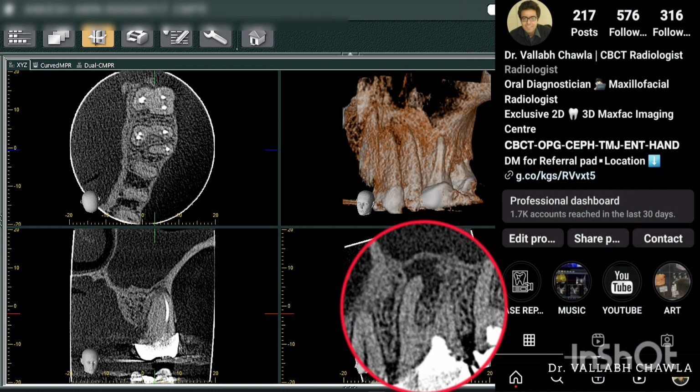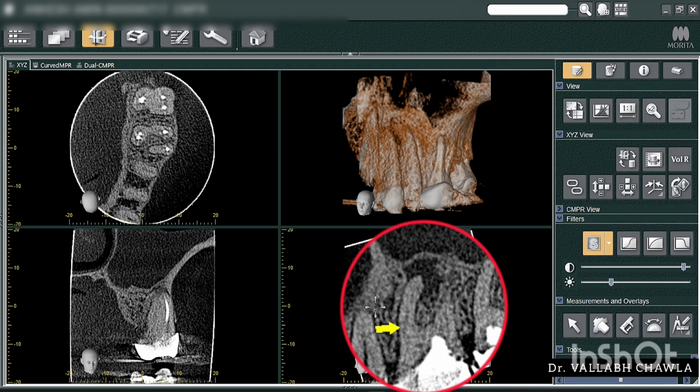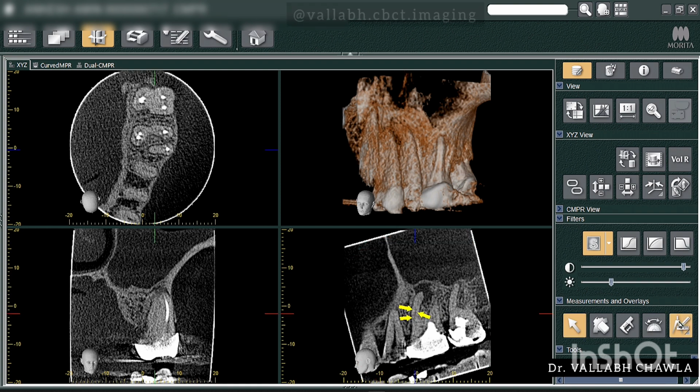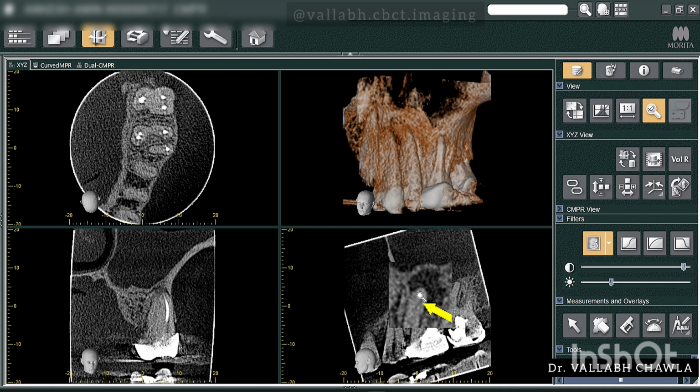You can see a faint radiolucent line appearing over here. That's your MB2 canal. Then it gets lost in the lower middle one third region of the tooth. Now we'll just see this. It is very well seen, and then it gets lost and is seen again apically. So that's your MB2 canal. You can see it over here, and you can very well appreciate the apical region.